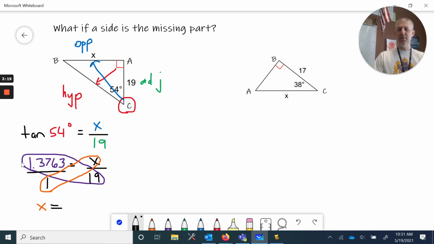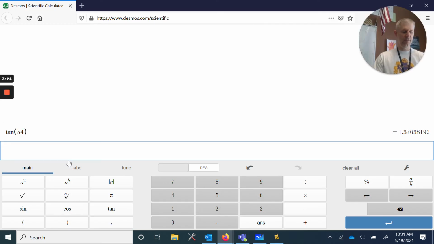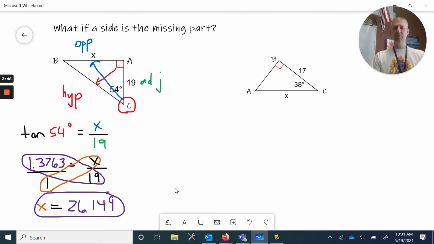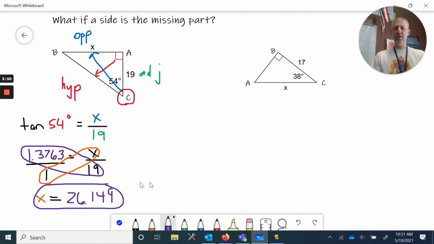And then I'll multiply this 1.3763 number times 19 in my calculator. So 1.3763 times 19, and I get 26.149. That number is the length of the opposite labeled side, side AB that's marked with the X. One of the big things you want to think about here is that we're solving for a missing side length this time, not for an angle.